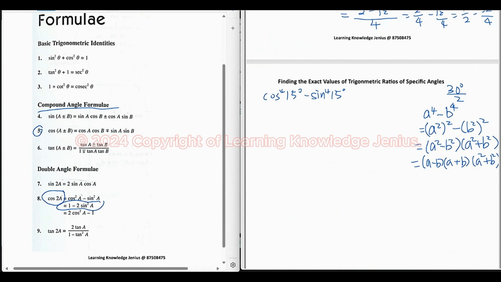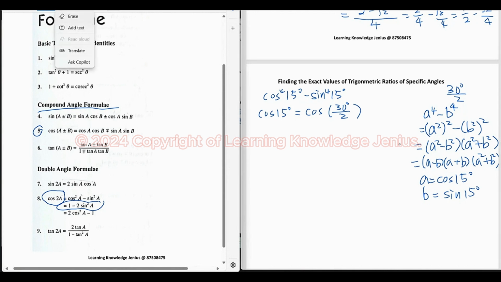So what we need to do, what is the a in our case here? The a is actually cosine 15 degree, and the b here is the sine 15 degree. So the first step is to find the individual terms, the value of a and the value of b. Before we proceed, we need to find cosine 15 degree. Like I mentioned, it is half of the 30 degree, so we may think of using the double angle formula.